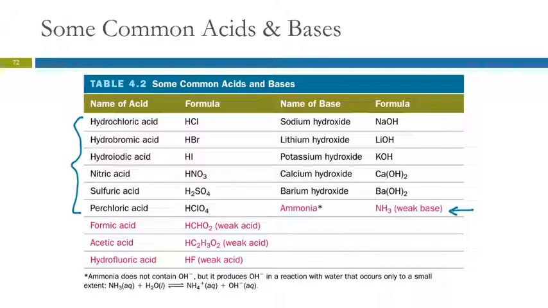And I wrote it earlier, but it also shows down here. This is how ammonia produces hydroxide ions in solution. It takes a hydrogen ion from a water molecule, and the result is a hydroxide ion.